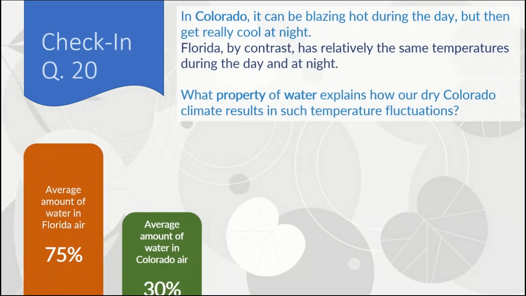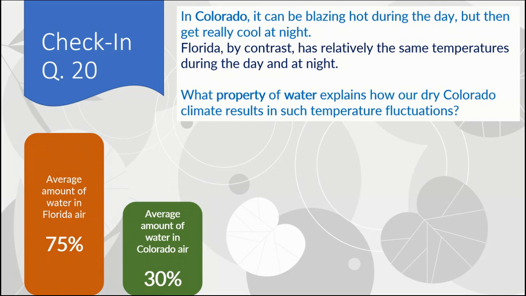Check-in number 20. In Colorado, it can be blazing hot during the day, but then get really cold at night. Florida, by contrast, has relatively the same temperatures during the day and at night. What property of water explains how our dry Colorado climate results in such temperature fluctuations?